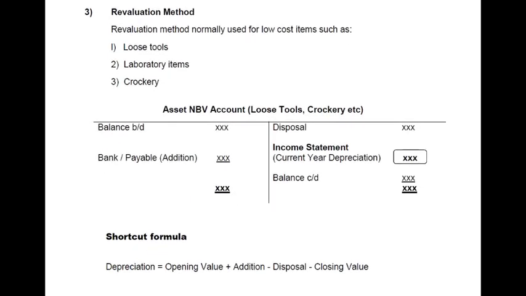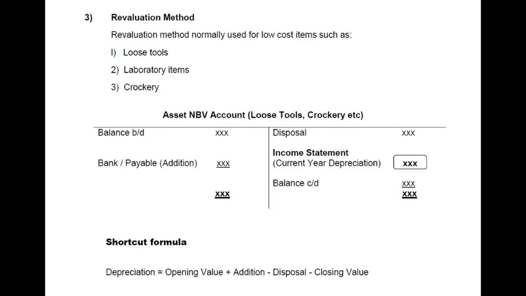Now we have the third and the last method, last but not the least, that is the revaluation method. See, different types of asset require different depreciation methods. The revaluation method is normally used for low cost items such as loose tools. If you're aware, when you go to a garage to repair your car or any other asset, the tools that are being used by the garage or the repair shop are maybe the jack, the screwdrivers and maybe other stuff. These are known as loose tools. So loose tools are a non-current asset for a business.